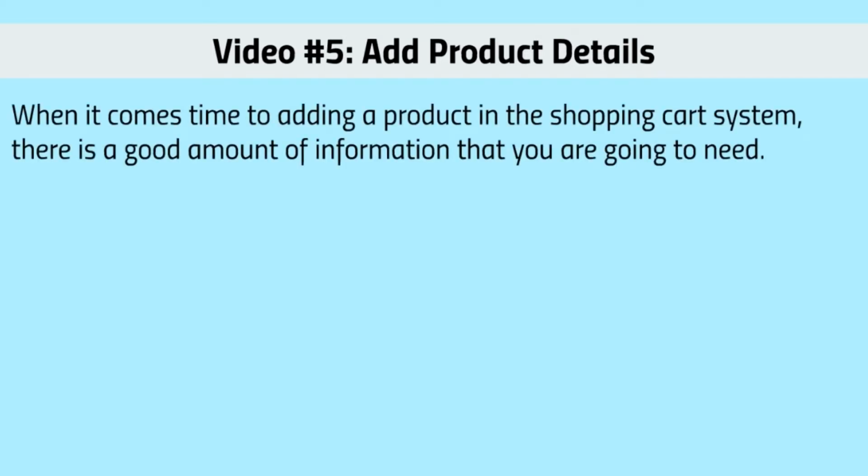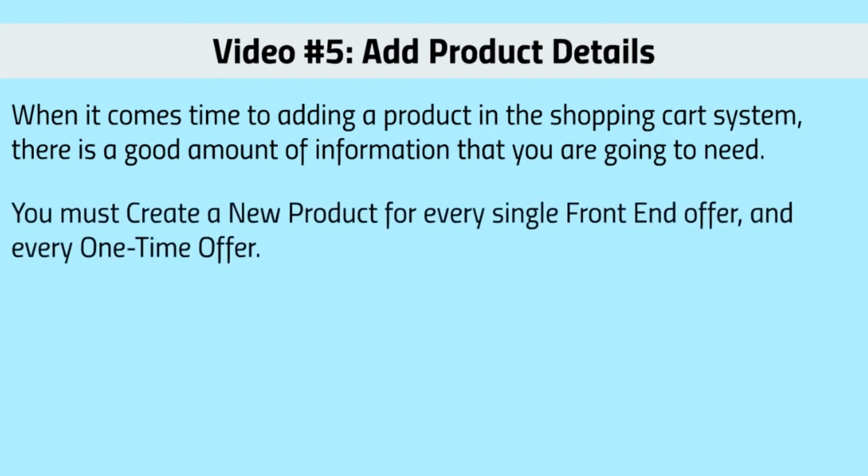Okay, so now that you have a visual map, in video number 5, we're going to talk about adding the product details. So when it comes time to adding a product in the shopping cart system, there is a good amount of information that you are going to need.